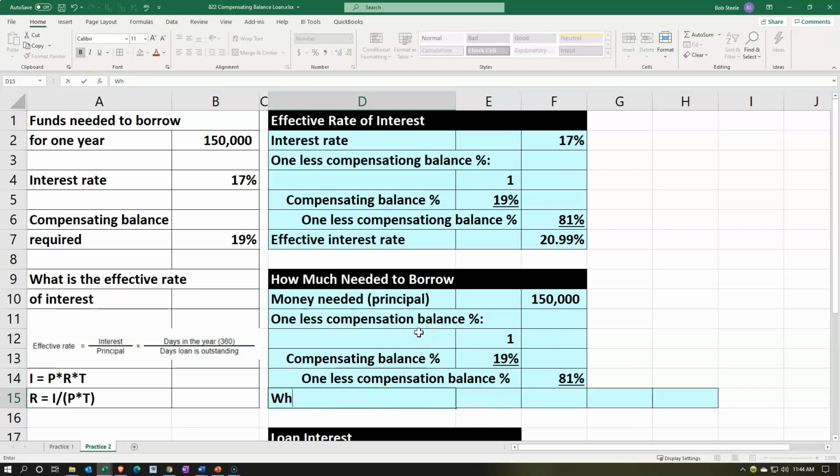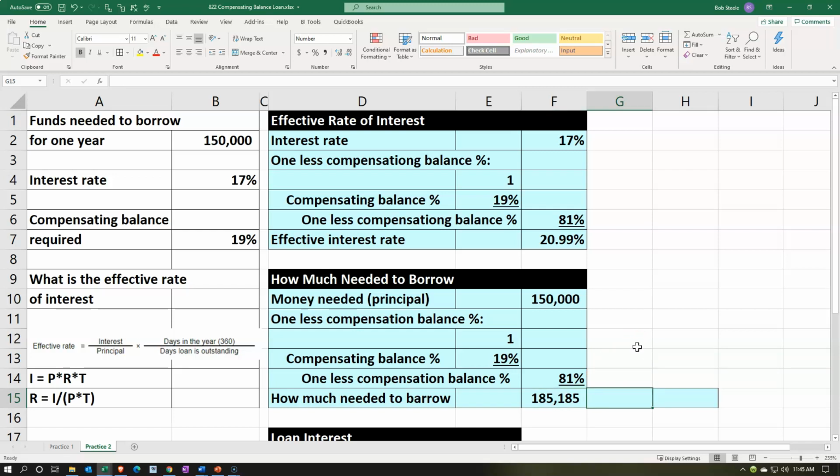So this is how much we need to borrow. We're going to have to borrow the 150,000 divided by the 81%, so we're going to have to borrow 185. So I need 150,000 for a year, but you're saying I have to keep like 19% and I can't use it. So if I take the 185 times the 81%, or 1 minus the compensating balance, that gives me the amount that I actually get to use, the 150 I need. Let's prove that.